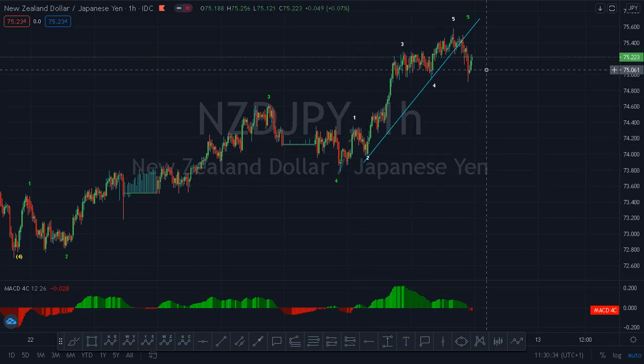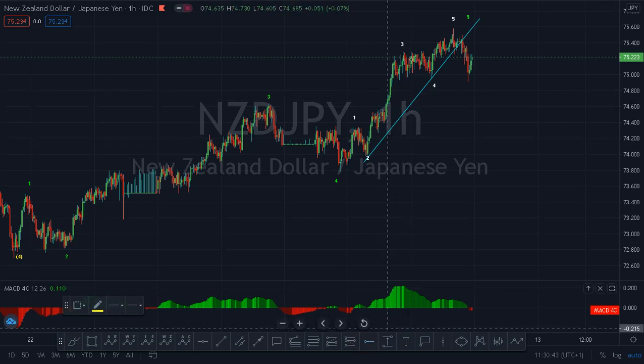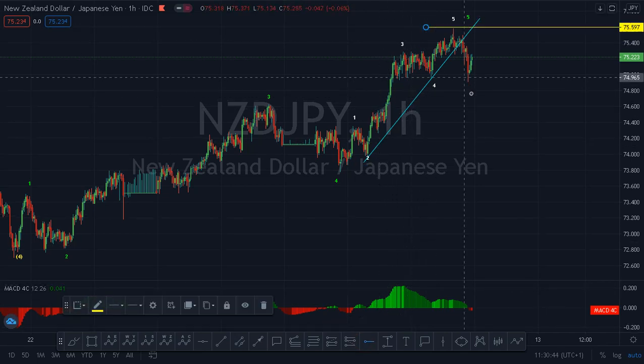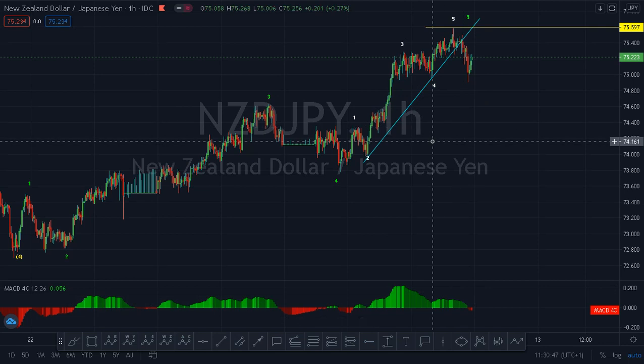But sometimes wave 5 may decide to extend. In case of extension, it will break this top and keep going up. So it would be out of order if it breaks it and keeps going up, because all this can be wave 3 or 5.